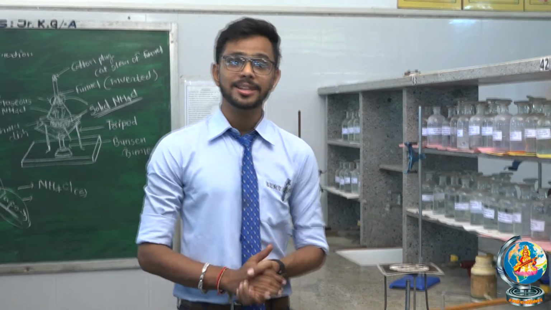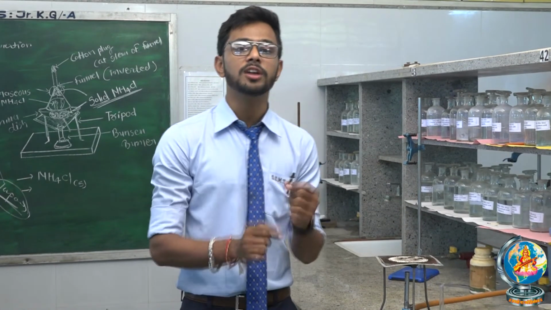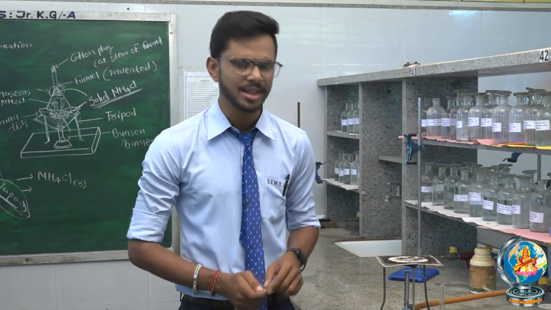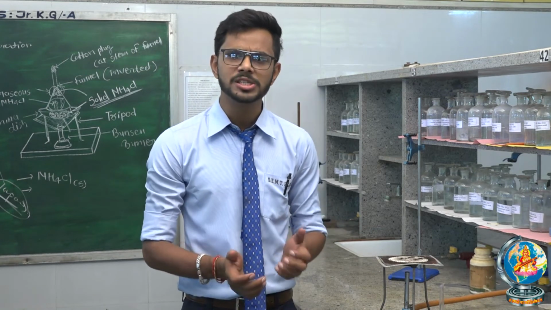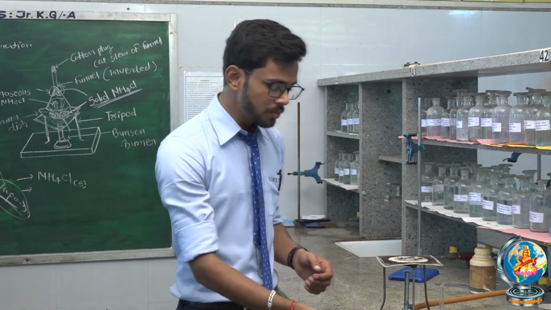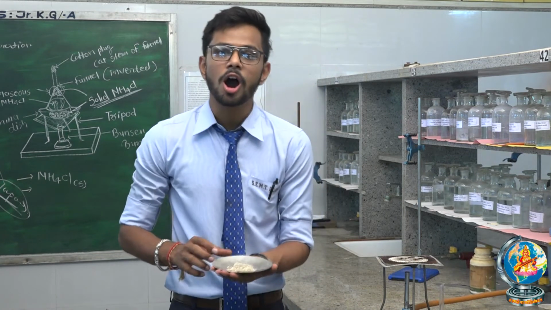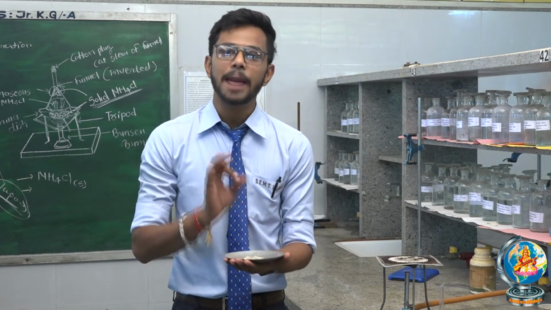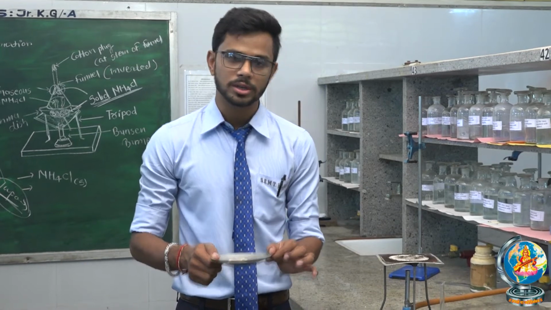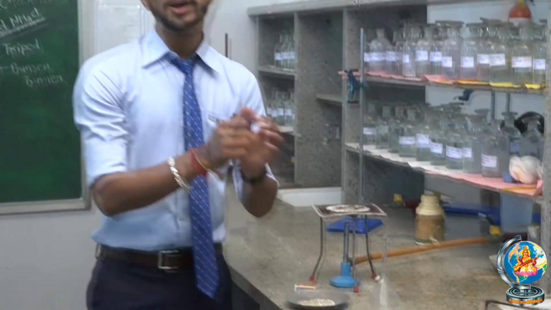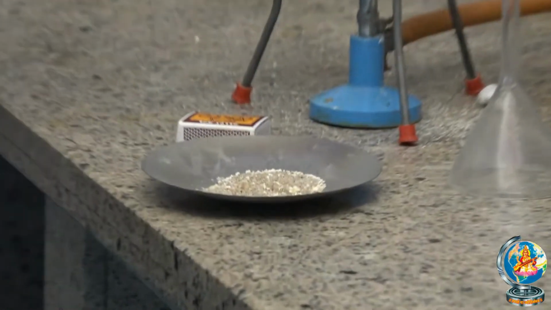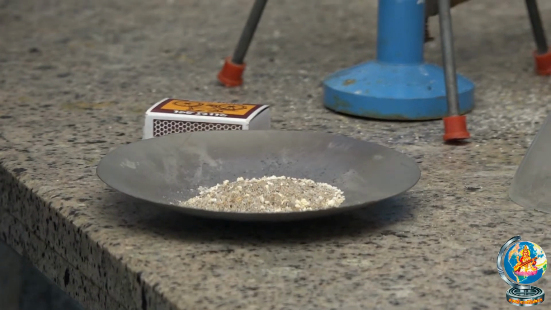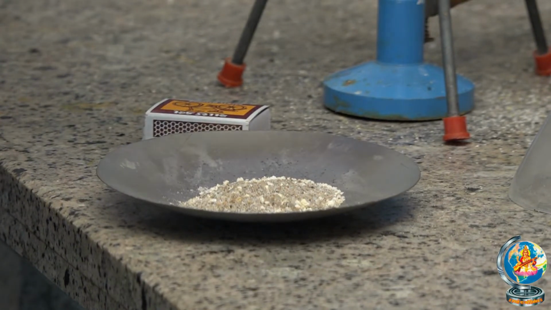The aim of our practical is to separate the different components from a mixture of sand, for example, common salt and ammonium chloride. Here we have a mixture of sand which contains ammonium chloride and common salt. How can we separate this mixture of sodium chloride, ammonium chloride and sand?